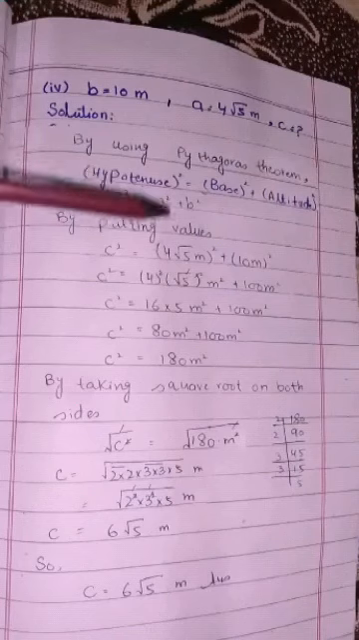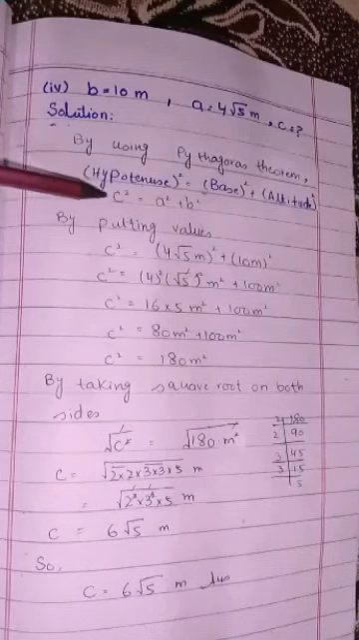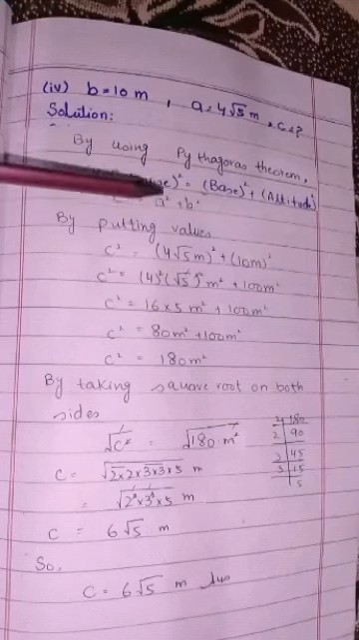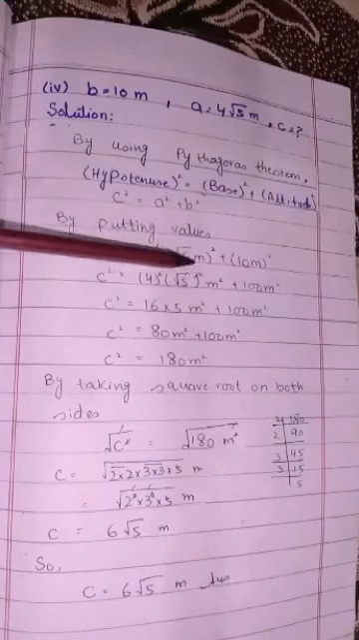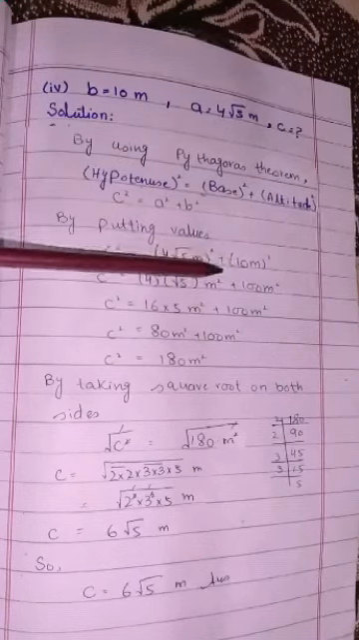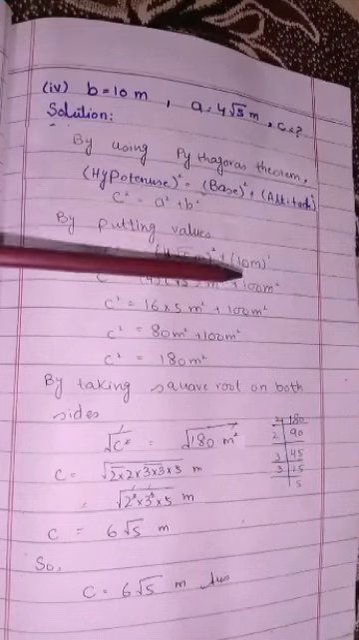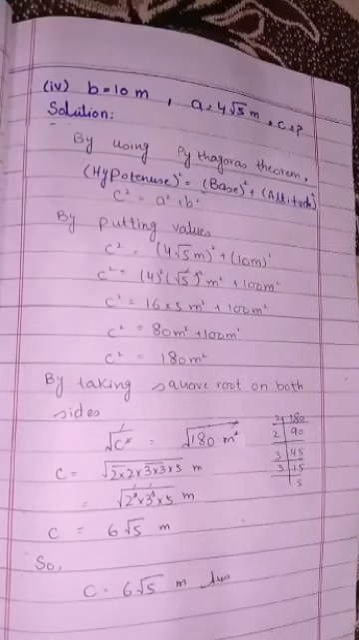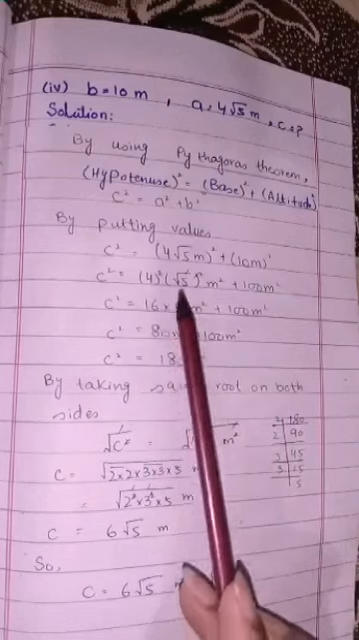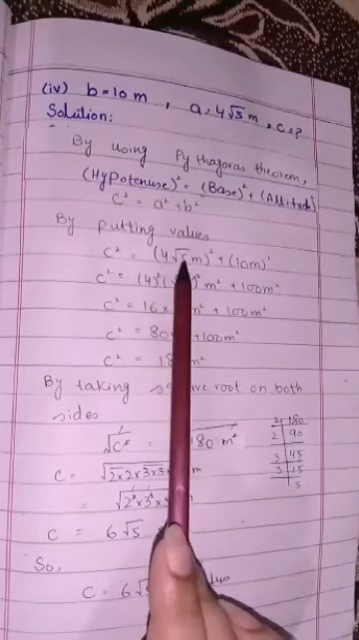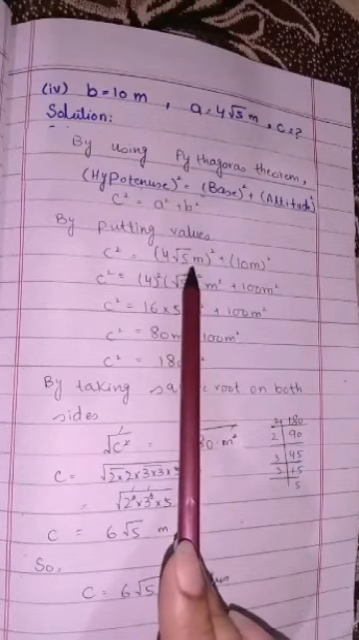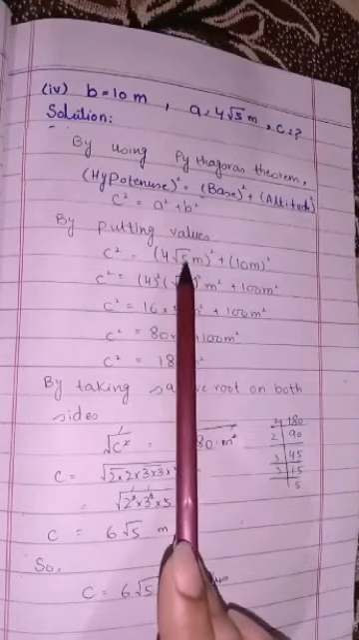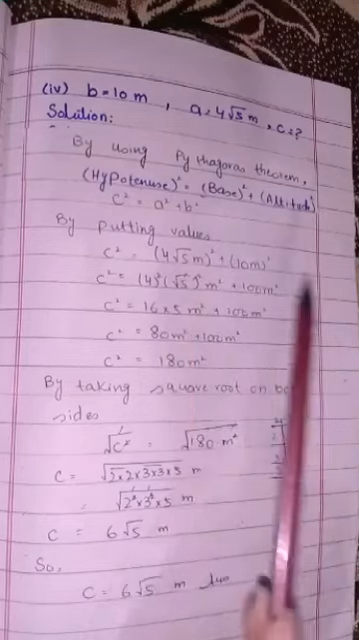Now by putting values, students, in this question we are going to find the value of c, so we will write c² as it is. Here a is equal to 4 square root 5 meter, so we will write (4 square root 5 meter) whole square plus as it is, and b is equal to 10 meter, so we will write (10 meter) whole square. Students, one important thing to note: in a we have two numbers, 4 and square root 5. We will take the square of both numbers, square of 4 as well as square of square root 5.